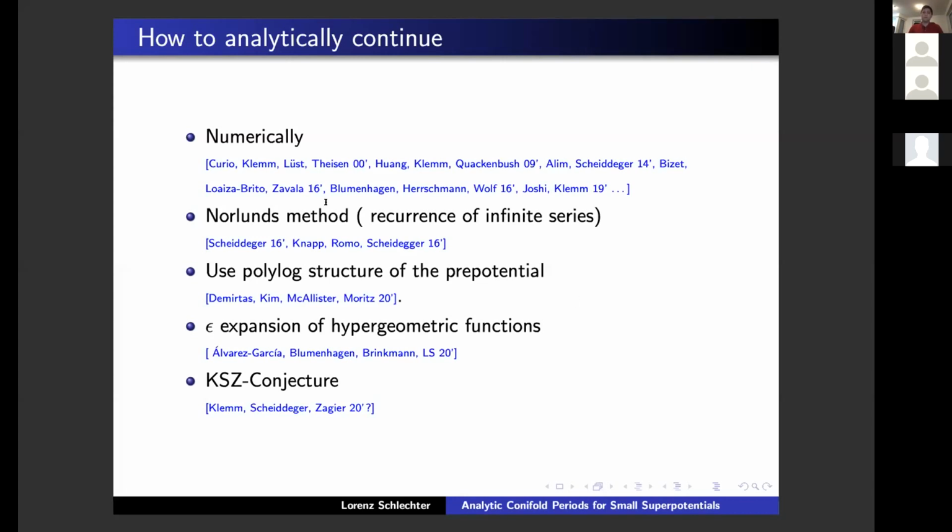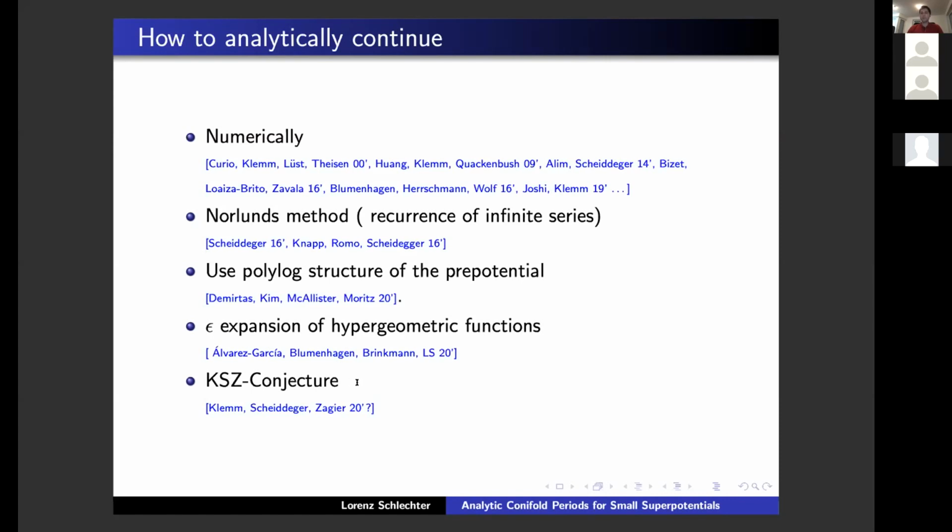For example, there's a generalization of Nørlund's method developed by Manuel Scheidegger in 2016, which uses a certain recurrence of infinite series. One could also use the polylog structure of the superpotential, which is what actually Dimitris, Kimek, Alistair, and Moritz did in the paper appearing together with ours. Or one could use epsilon expansion of hypergeometric functions and compute closed forms of these. And this is what we did in our paper.